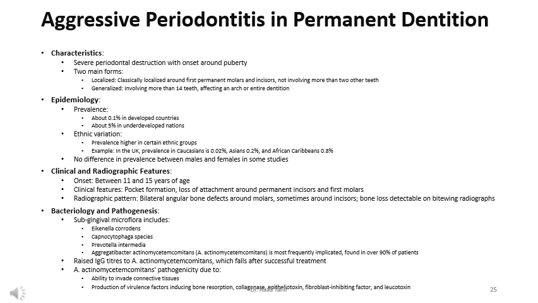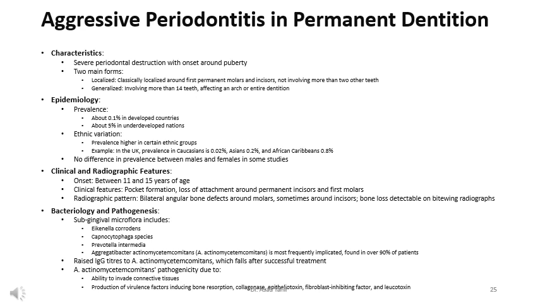Characteristics. Severe periodontal destruction with onset around puberty. Two main forms. Localized, classically localized around first permanent molars and incisors, not involving more than 2 other teeth. Generalized, involving more than 14 teeth, affecting an arch or entire dentition.